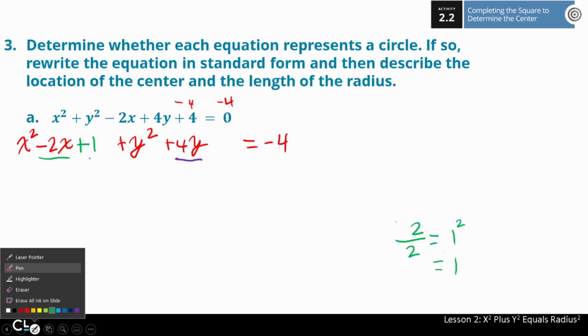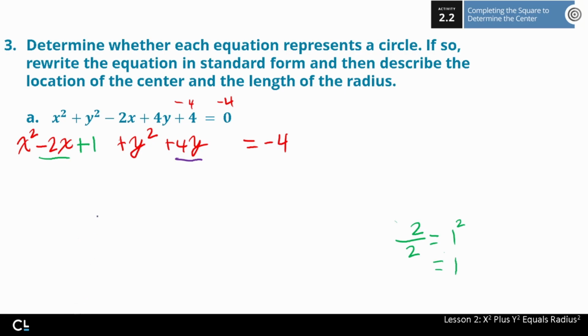And we're always adding numbers here. That's one thing I want you guys to notice. When we complete the square, it's always going to be an addition of a number, never a subtraction. Next up, we got our purple. And since it's positive here, we take the opposite once again. So -4 divided by 2 will give me a -2. When we square that, -2 squared is really going to be 4. So we're adding 4 to this side.